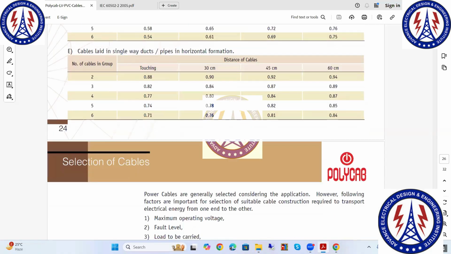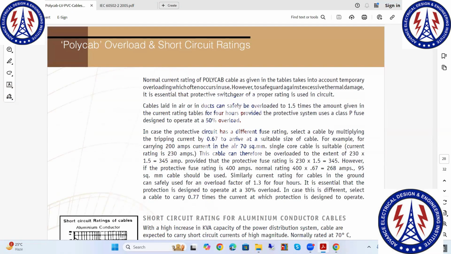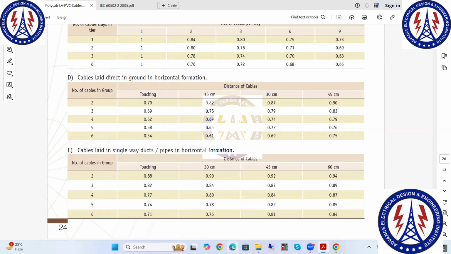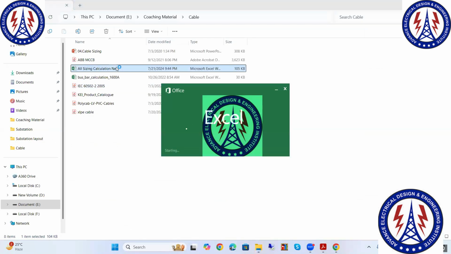Okay, so that was all about the basic part of the cable. Any question anyone wants to ask? Now I'm moving toward the sizing calculation. Any question anyone wants to ask?